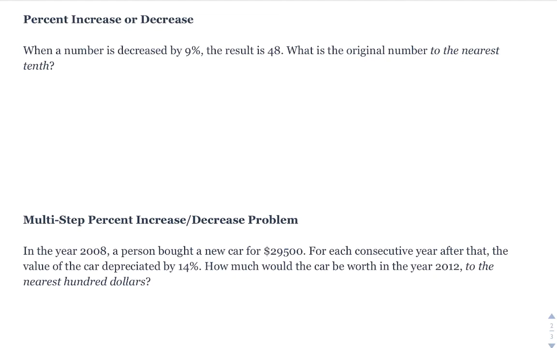Okay, so now this one's percent increase or decrease. It says, when a number is decreased by 9%, the result is, so it's not what it started from, this is what we got to. So that's our part, not the original, because it's asking what is the original number. Remember, original is going to go in our denominator, so part needs to go up here.